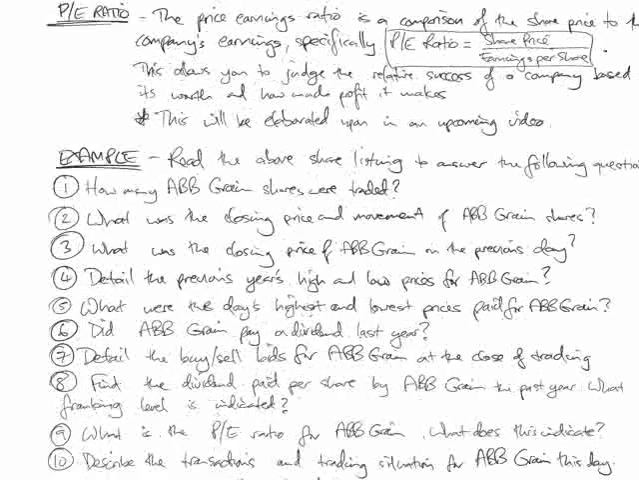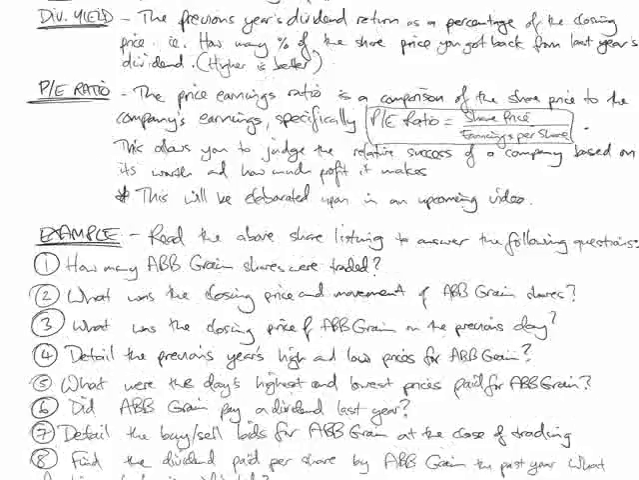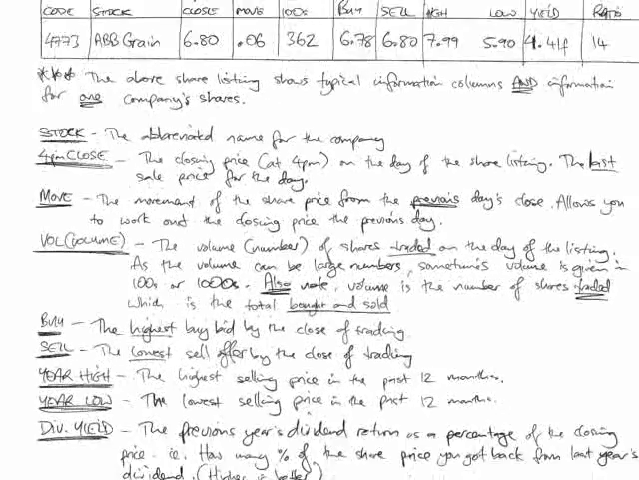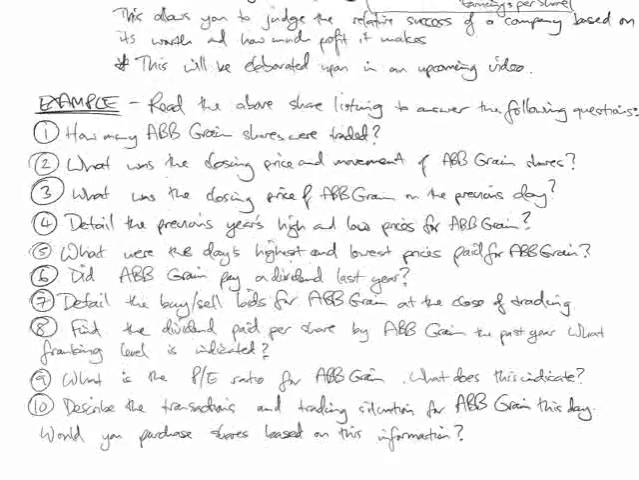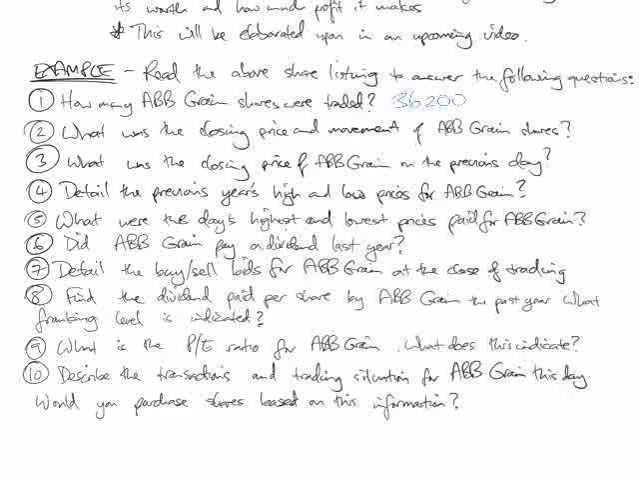Let's run through an example for ABB Grain. Read the above share listing to answer the following questions. How many ABB shares were traded? Well, we already answered that, but I'll have a look again. It says 362, but it's in hundreds, so it's 36,200 shares traded. I think I said above 32,600. That was a mistake by me. It's 36,200.